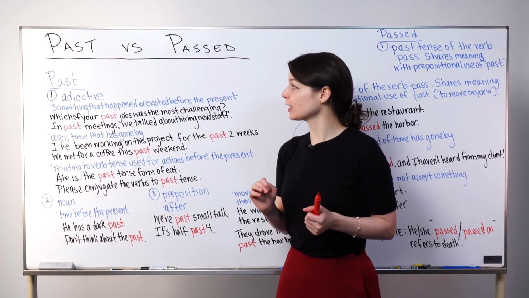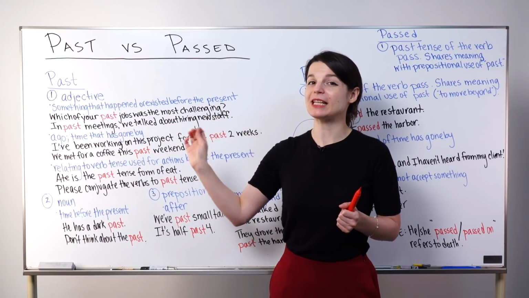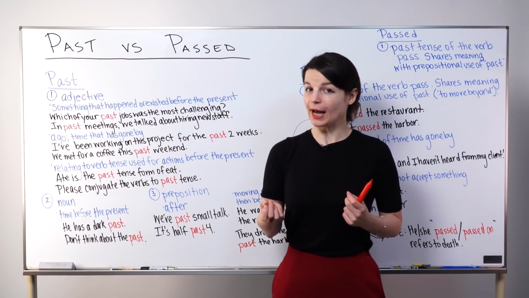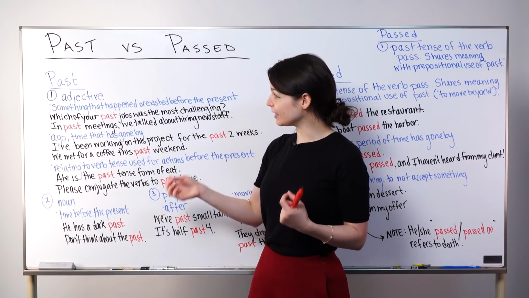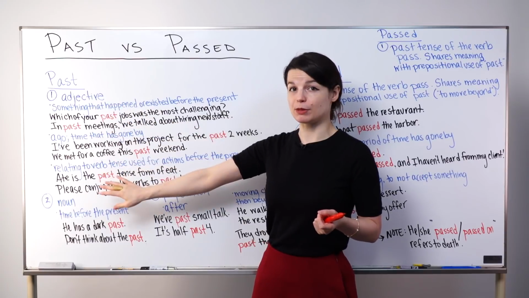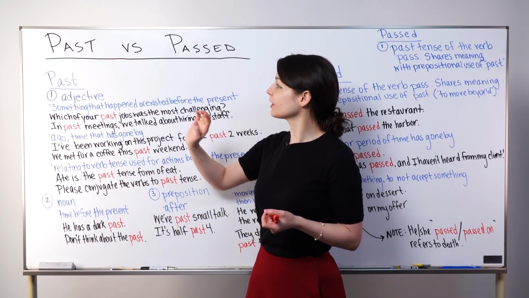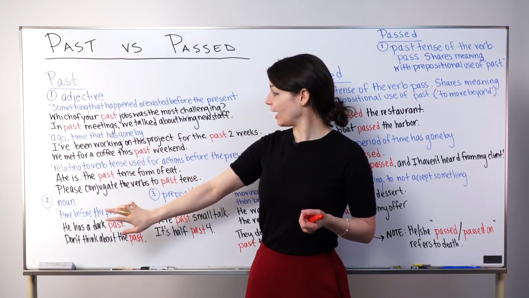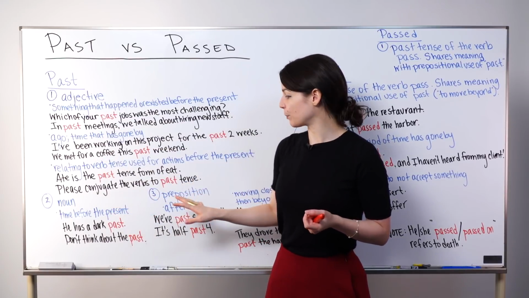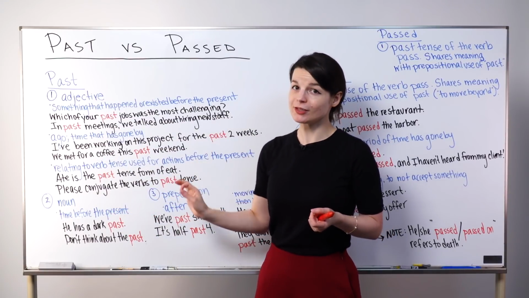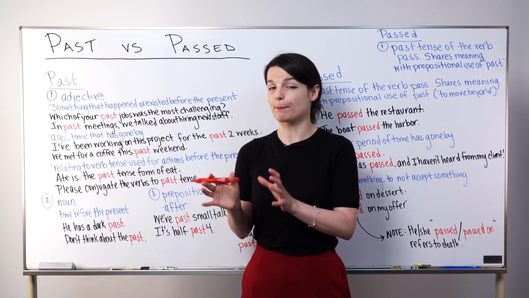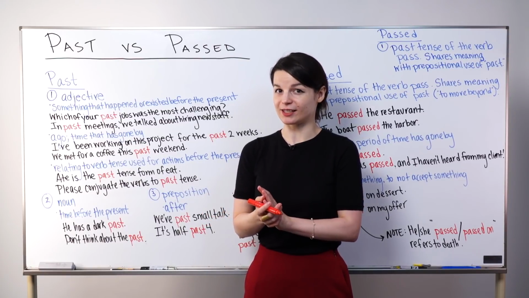First, I want to look at the word past, P-A-S-T. So past has a few different parts of speech that it's commonly used in. In this lesson, I'm going to look at past as an adjective, as a noun, and as a preposition. First, let's take a look at how we use past as an adjective.